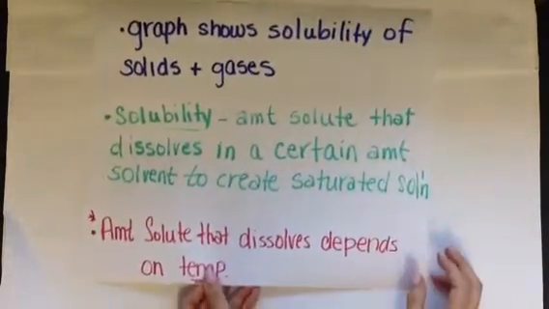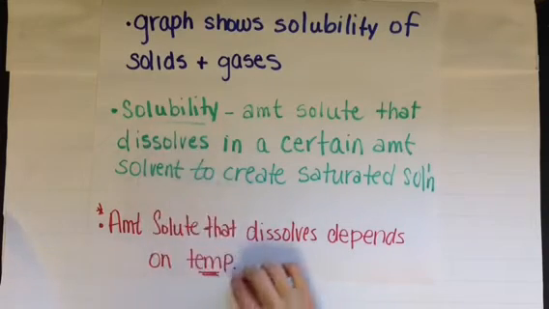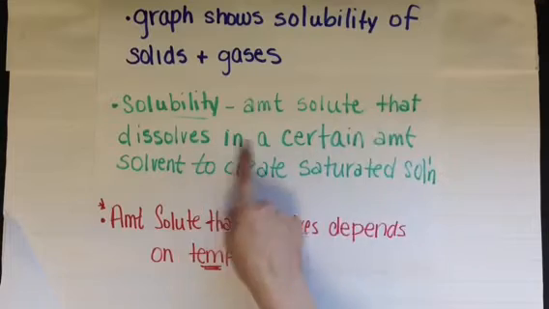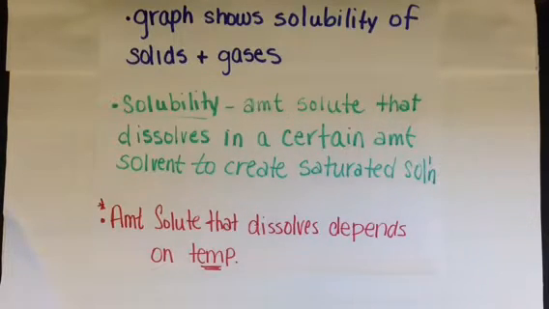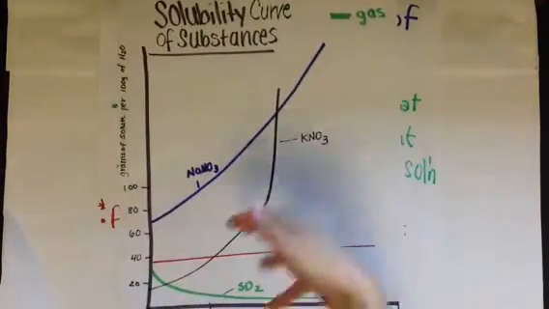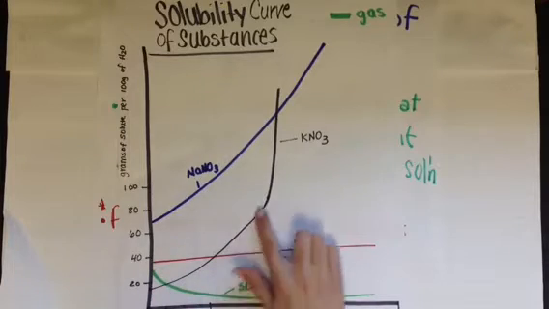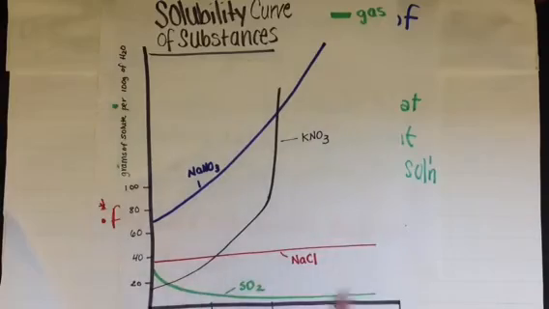Now, what does this graph show? It shows the solubility of solids and gases. And what is solubility? If you remember, solubility is the amount of solute that dissolves in a certain amount of solvent to create a saturated solution. So going back to our curves, all of these lines on our curve represent saturation points. Saturated solution, saturated solution, saturated.